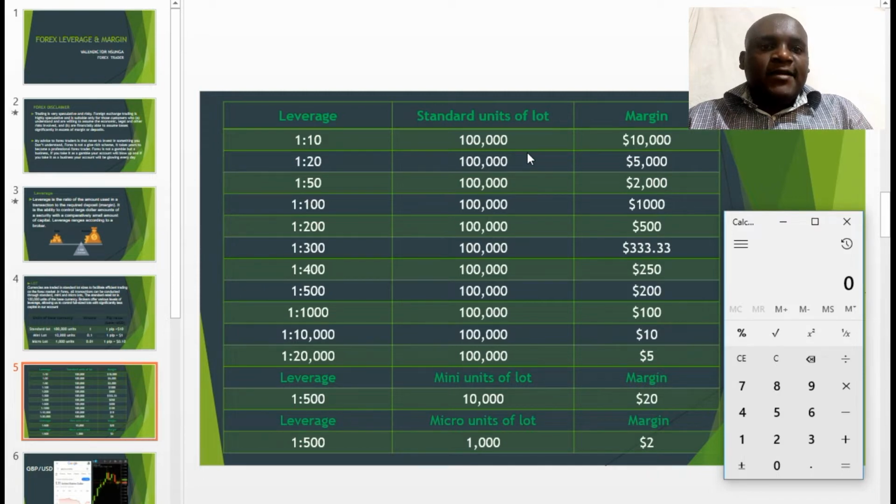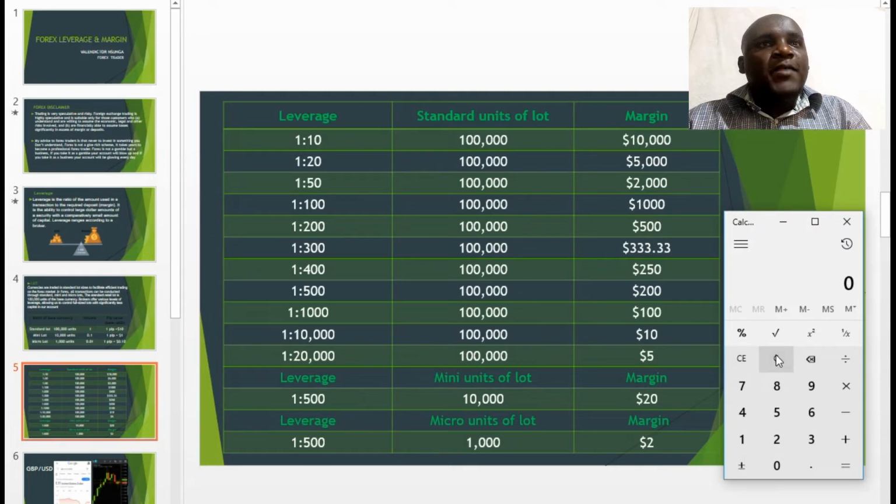Every standard account has 100,000 units of lot. So it is 100,000 divided by 10, which is the leverage. It's going to give me 10,000 US dollars. So I am expected to deposit the minimum of 10,000 US dollars. That's the minimum I'm expected to deposit when I open a standard account with a broker at a leverage of 1 to 10.